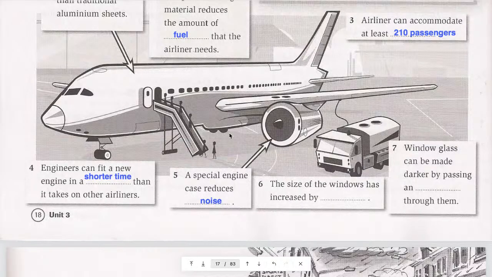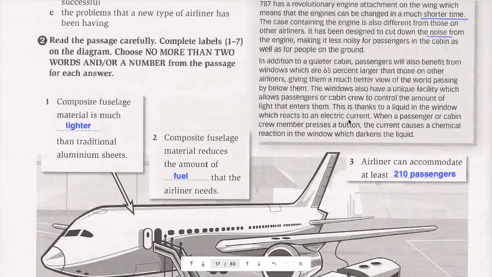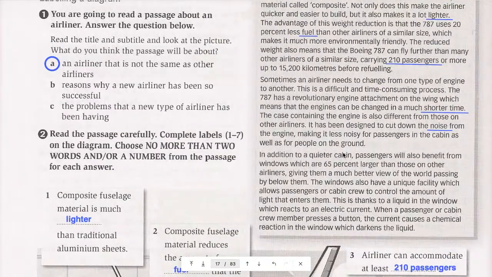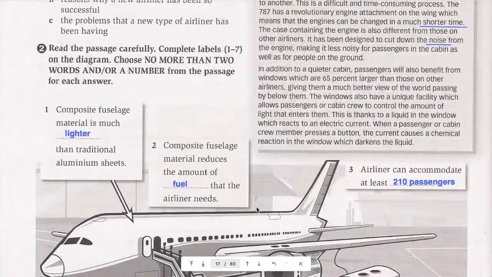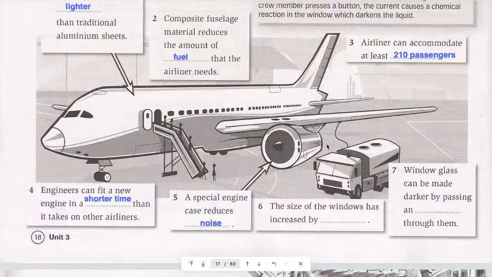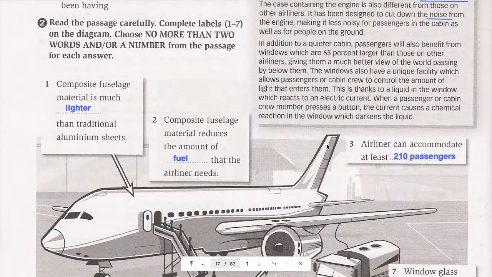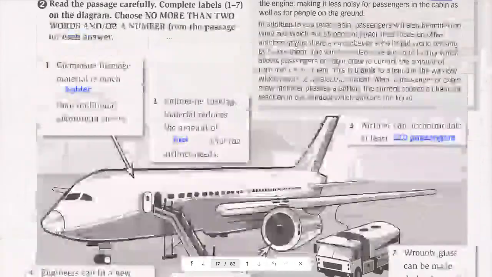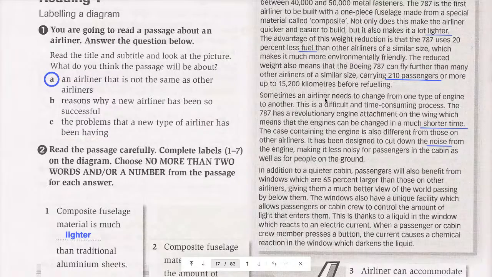Underline the word reduce in number 5, guys. Underline that word, reduce. Number 5, reduce. And it is similar to what in the passage? Cut down. Cut down the noise. That means reduces the noise. Okay? We have reduces, noise. That means cut down noise. Got it? And a special engine case, that just means the case containing the engine is also different. That means special, right?